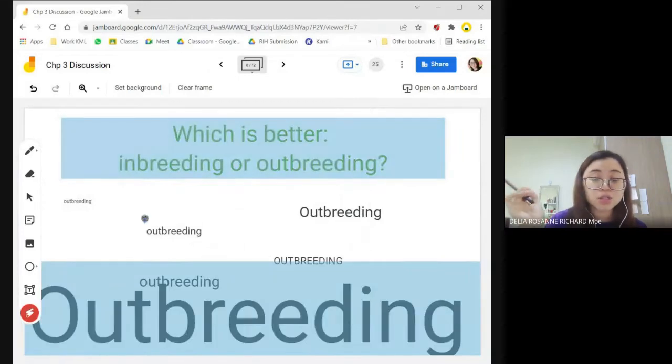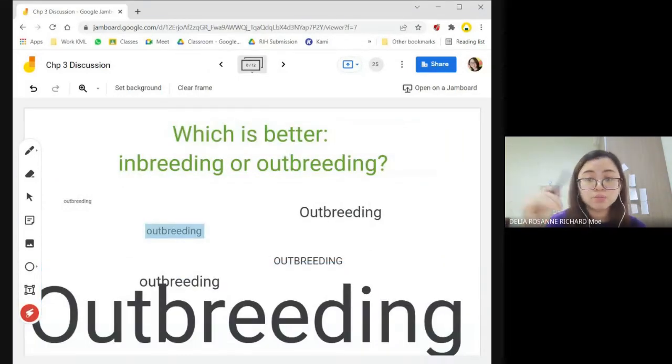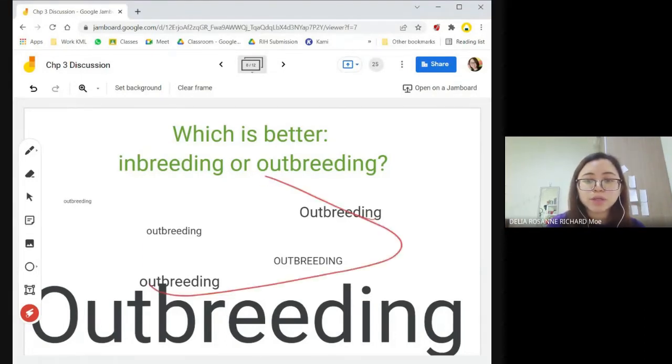Very quickly, before we end this section, I just want to ask. Okay, you already answered this question. I wanted to ask which one is better, inbreeding or outbreeding? And it looks like the general understanding is when it comes to artificial selection, you guys prefer outbreeding. Why do you want outbreeding?